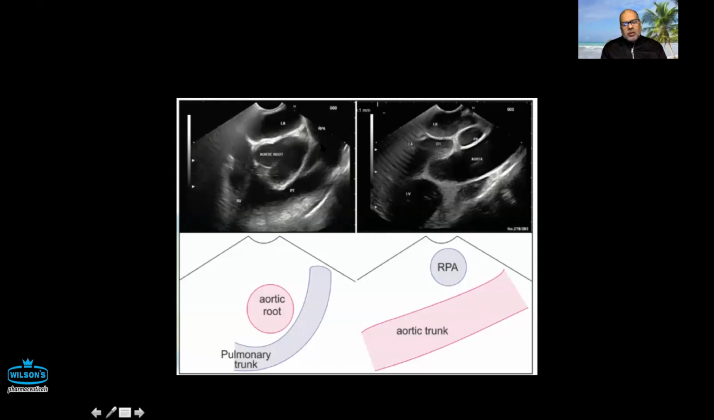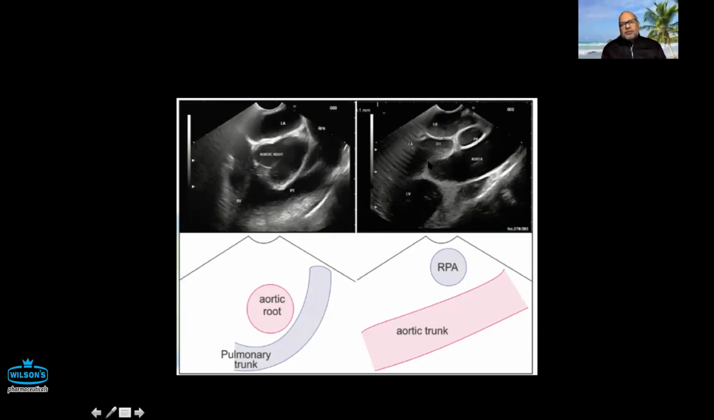So this rotation, it really depends. If you're rotating it to the right, that is the clockwise rotation, you can actually see this pulmonary trunk. If you do an anti-clockwise, you'll see more of the left heart, aorta, and mitral valve, as well as left ventricle. So this is left atrium here.